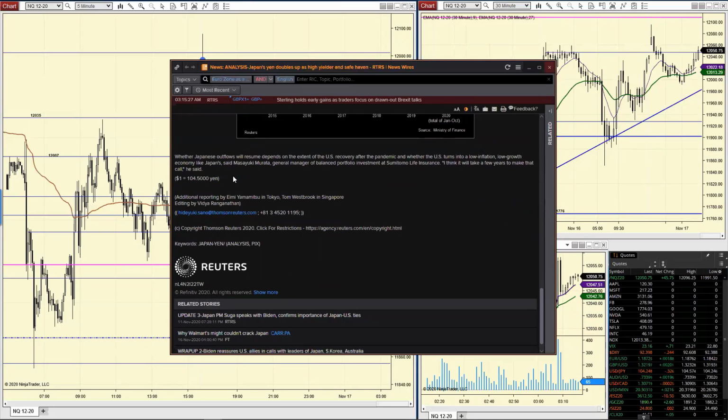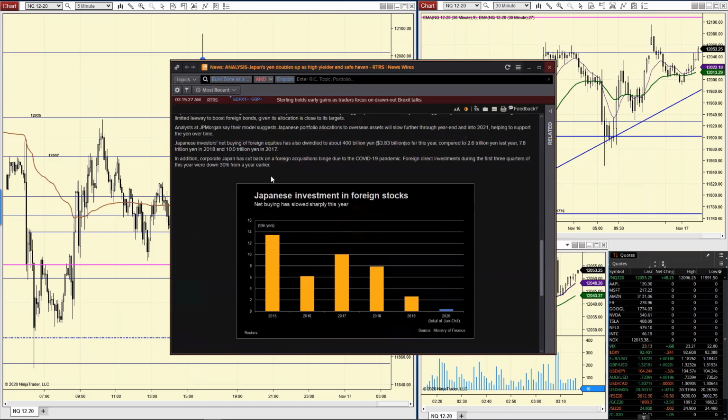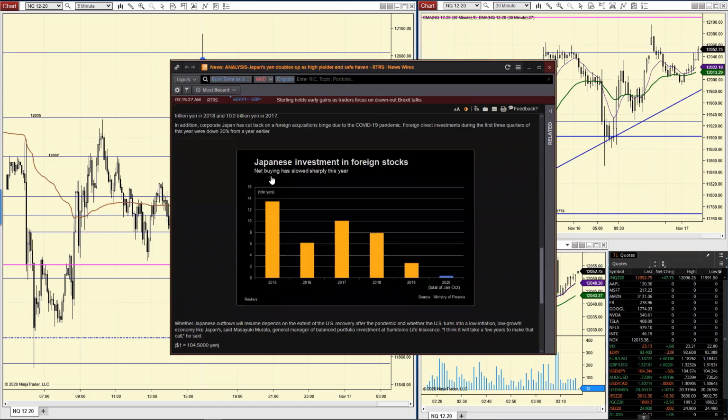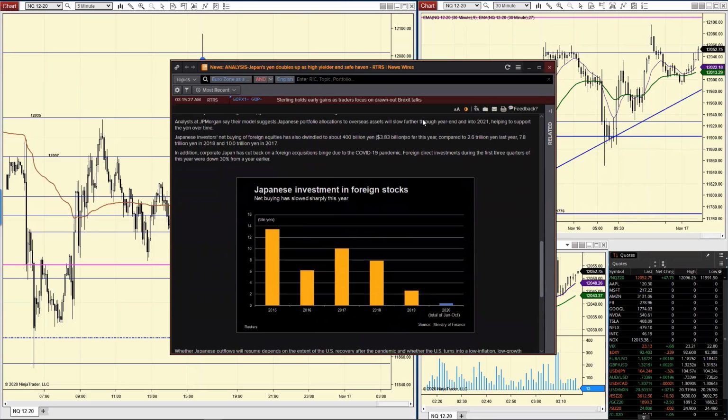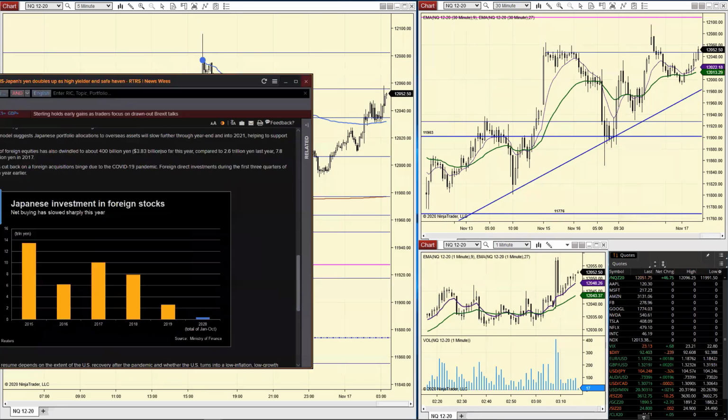The Japanese outflows will depend on the extent of the U.S. recovery after the pandemic and whether the U.S. turns into a low inflation, low growth economy like Japan, says Masayuki Murata, general manager with Sumitomo. Well, that's interesting. Hang on.